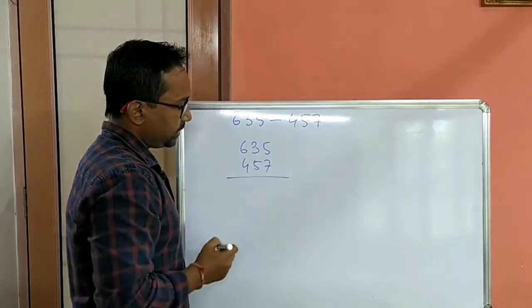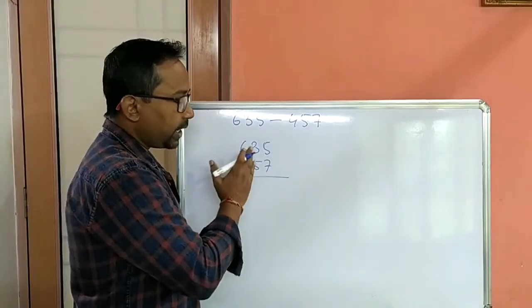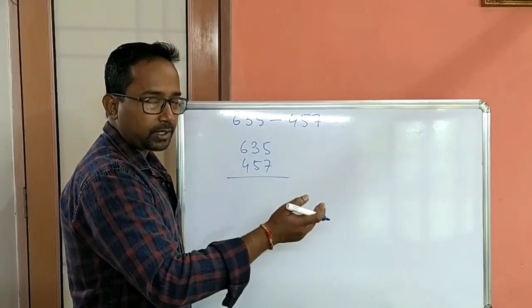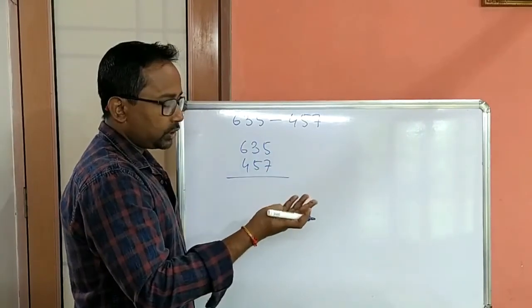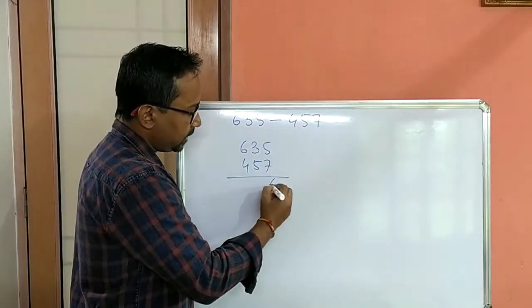So 5 minus 7. Here 5 is lesser than 7, so we will borrow 1 from this side. Here 15 is not the same as decimal 15. 10 is coming after 7. So 7, 10, 11, 12, 13, 14, 15. That means here it is 6.